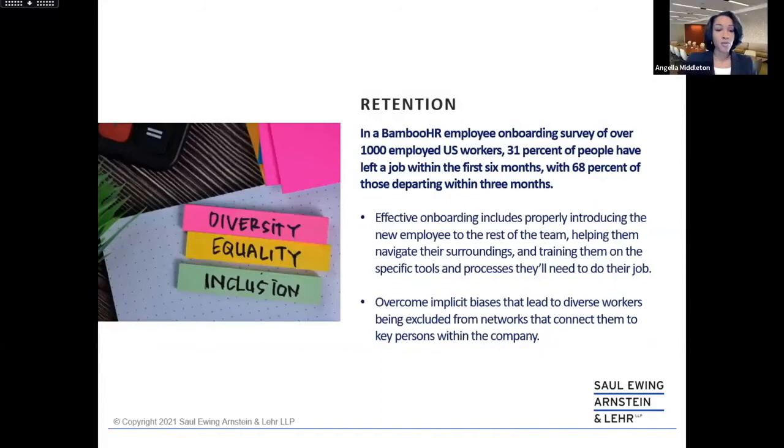Thanks, Steve. And before I talk about retention, I just want to answer a question that was posted in the Q&A. What if a job posting describes a top tier school candidate? Is there any concern from a DEI perspective? And Steve touched on this a little bit in talking about whether or not to mention or ask in an interview what school a candidate attended.